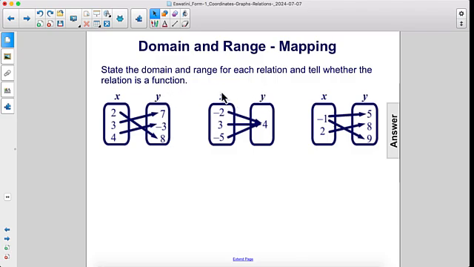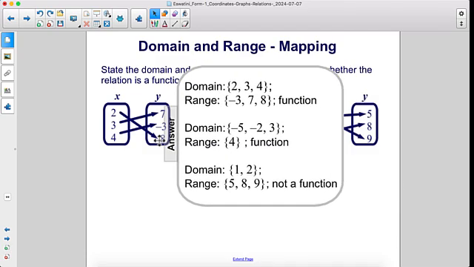Here we have a domain of -5, -2, 3. They all map to one single y value, which is allowed. The range here is just 4. Therefore, this is a function. Here, however, we have a domain of -1 and 2, but a range of 5, 8, 9. Here you can see one x value has 2 different y values. Therefore, this is not a function. And here are the answers.